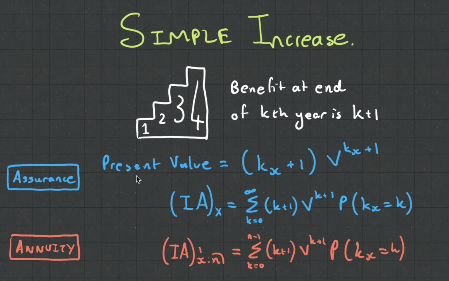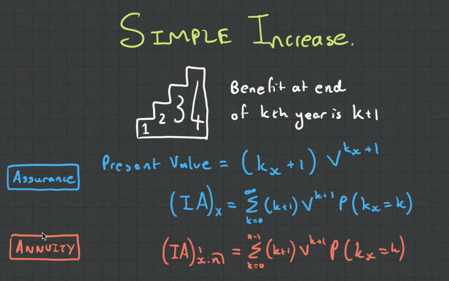So, the assurance, the present value, is simply going to be this increased amount discounted, and you can see that's a random variable, so we don't know in advance how much the actual benefit's going to be. But we can have this symbol here, which is our expected present value, and what we do is we sum all the possible values times the probability that they happen, and that gives us our expected value.